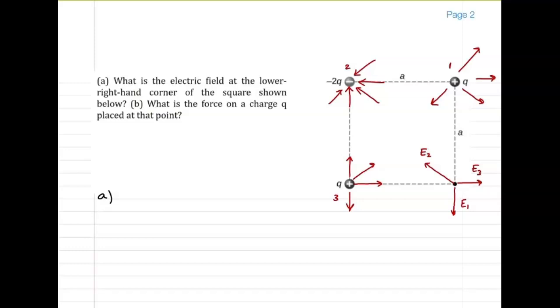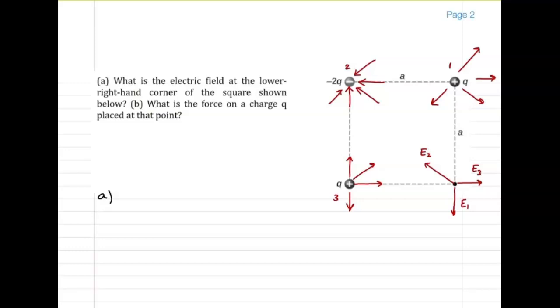Now, the electric field E2 due to the minus 2Q charge is, in terms of magnitude, stronger because it has a higher charge value, but it's also further away. So it's not clear, at least initially, what this will be. So we're not going to worry about the size. We'll let the math figure this one out. Okay.